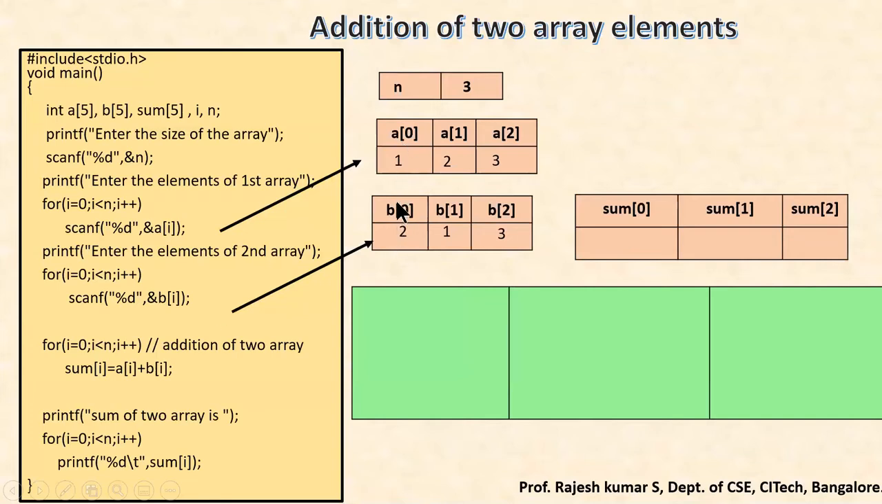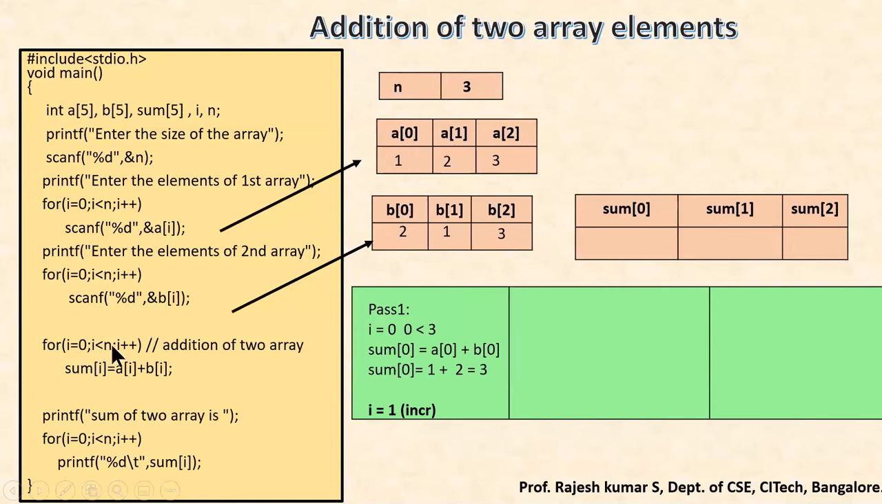Suppose I want to add the first element of the A array and the first element of the B array. Again, I can do this with the help of a for loop. I'll start with for i is equal to 0. 0 is less than 3. Let us see the first pass. I've written here i is equal to 0. Yes, 0 is less than n.